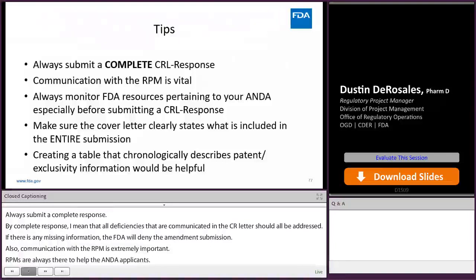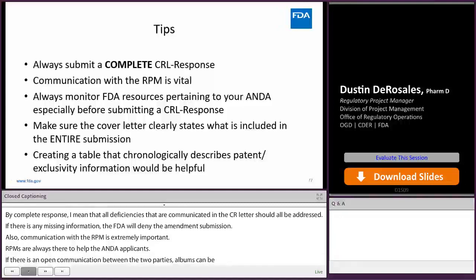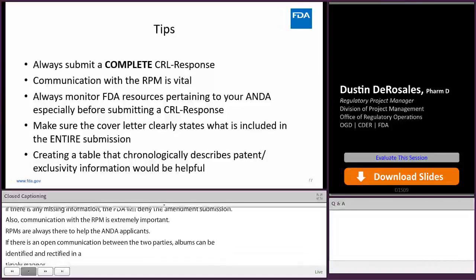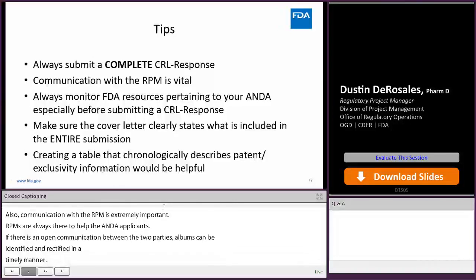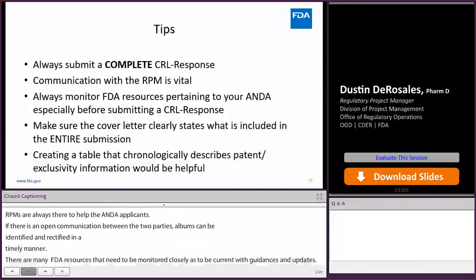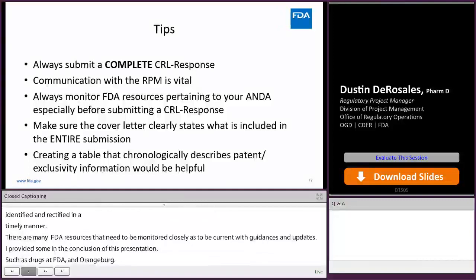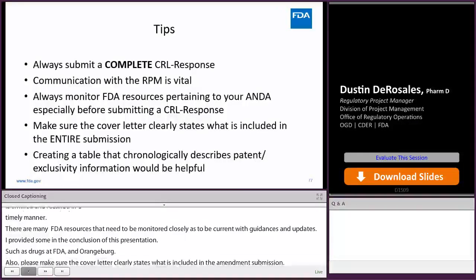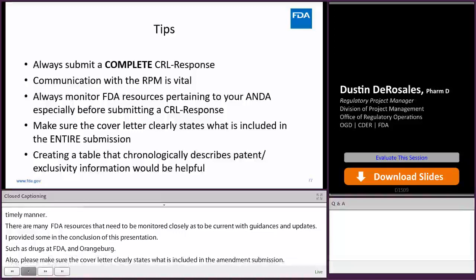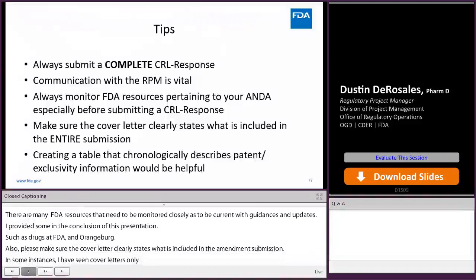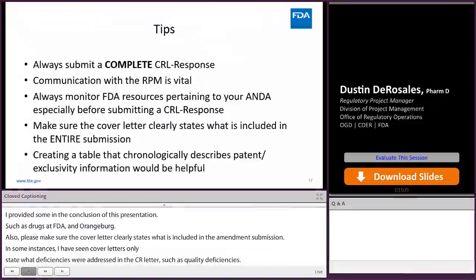There are many FDA resources that need to be monitored closely so as to be current with guidances and updates. I have provided some in the conclusion of this presentation, such as Drugs at FDA and Orange Book. Also, please make sure the cover letter clearly states what is included in the amendment submission. In some instances, I have seen cover letters only state what deficiencies were addressed in the CR letter, such as quality deficiencies, but in other folders, there is labeling information. In this case, the applicant should have noted that there is also labeling information included in that submission.